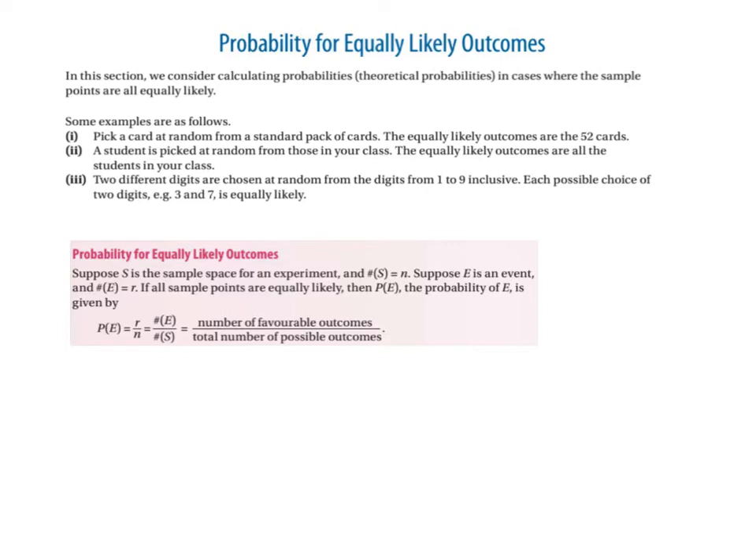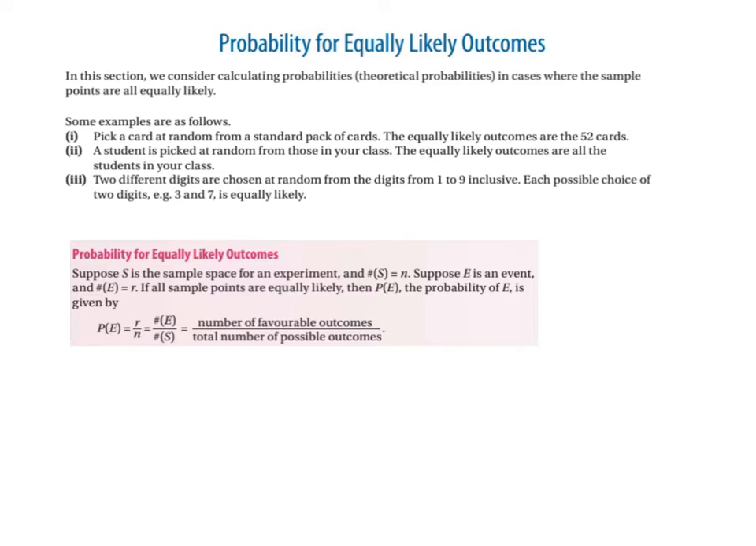If a student is picked at random from those in your class, then they're all equally likely to be picked. And the other one they've given is two different digits chosen at random. Each possible choice of two digits is equally likely. So how do we work that out? This is the sort of thing that we looked at in second year, guys.